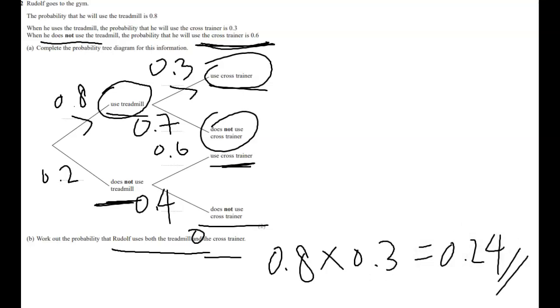Okay, but one thing that I usually want my students to pay attention to is to write it at the front, to also let people know what you're really looking for. That is, the probability of using both treadmill and cross trainer equals 0.8 multiplied by 0.3 equals 0.24. And that's it for this probability question.